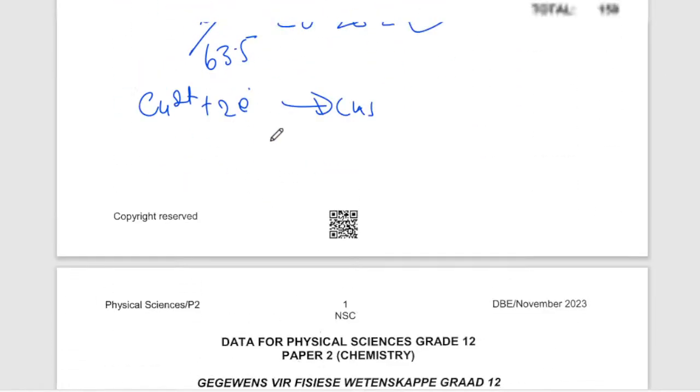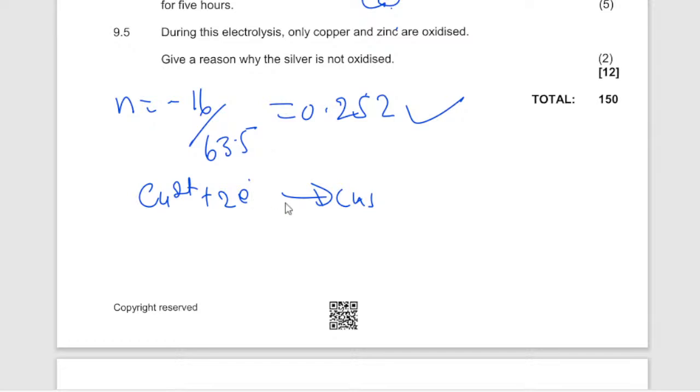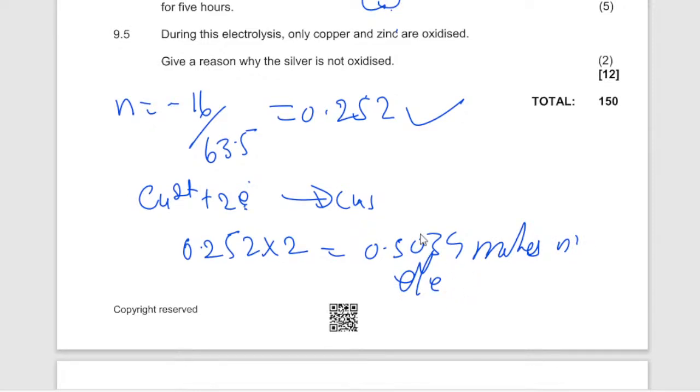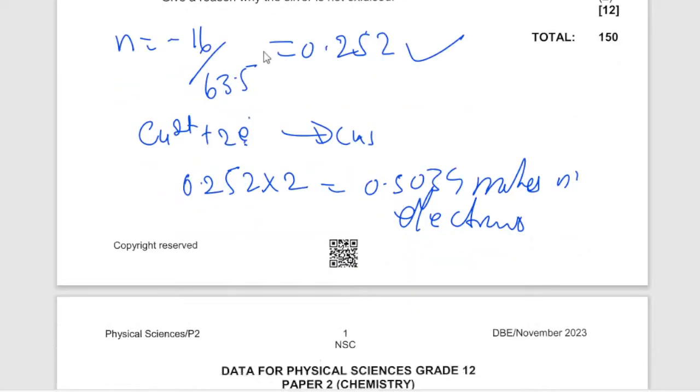Each 1 mole of copper requires 2 electrons. Therefore, 0.252 times 2 will give me 0.5039. These are the moles of electrons. Understand? For that reaction to take place, that is what is needed.